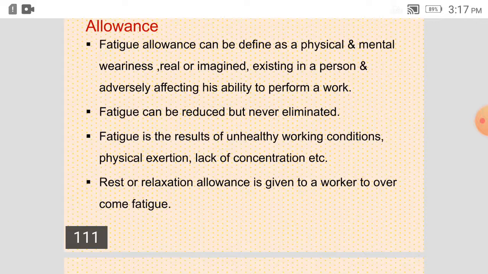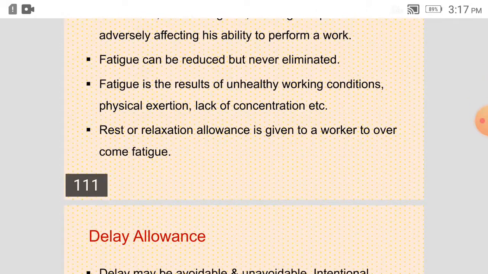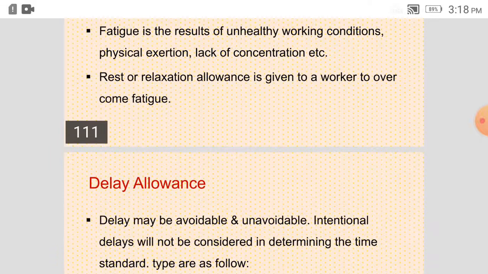So unhealthy working conditions, physical exertion, lack of concentration. All these things will lead to what? Fatigue. So rest or relaxation allowance is given to a worker to overcome the fatigue. This allowance is given to the worker and can be added to the normal time.